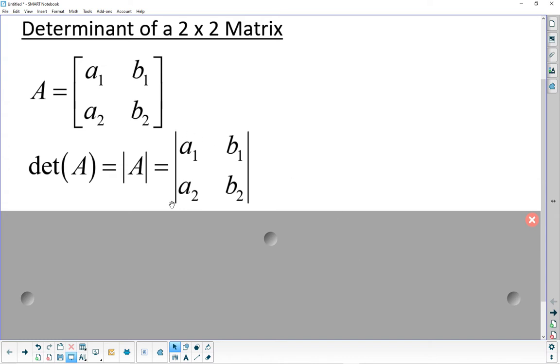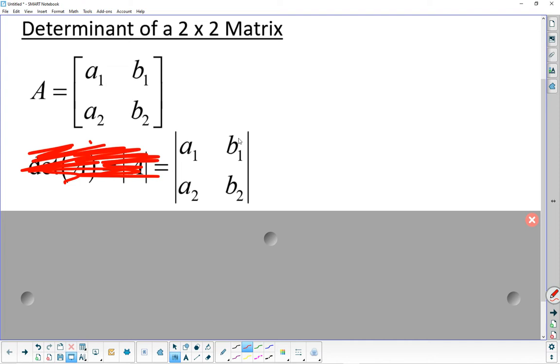So to find the determinant of matrix A, you can also put the absolute value bars around the actual matrix. If you do that, then you don't even need to have any of this other writing. If you just know what the matrix looks like, it can just be absolute value bars around A1, B1, and A2, B2. So, moving right along.